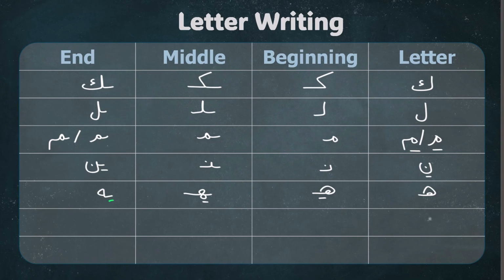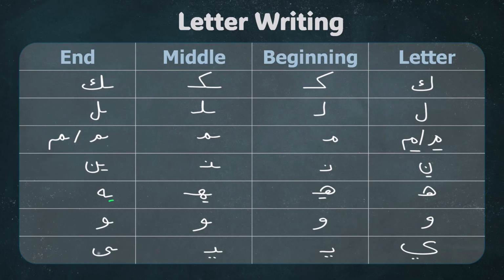Then we have Waw. And Waw in the beginning, just like the individual form. In the middle. And in the end, just like the middle. And finally, we have Ya. So in the beginning, it's like this. And in the middle, like this. And then in the end, with the extension of the preceding letter.